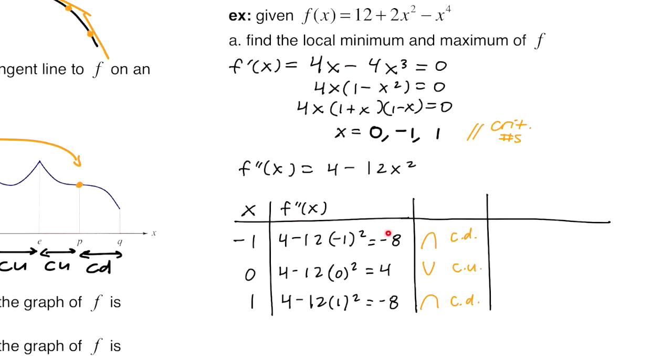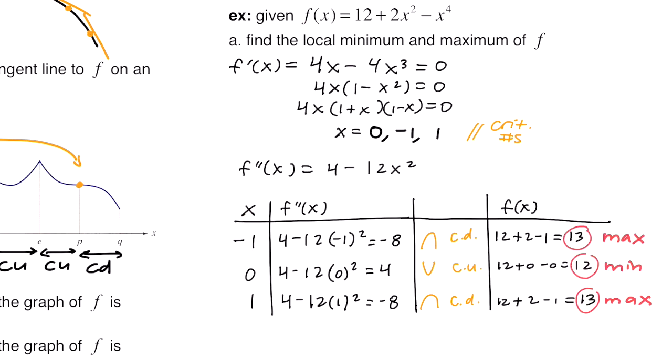Since we got f double prime was negative, that's going to be concave down. F double prime was positive, so we get concave up. And again, this is going to be concave down. Since the problem wants us to find the max and min, we're going to take these x values and plug them into the original function. And when you plug these into the original function, you get 13, 12, and 13. These are going to be the maxes, and this is the min.